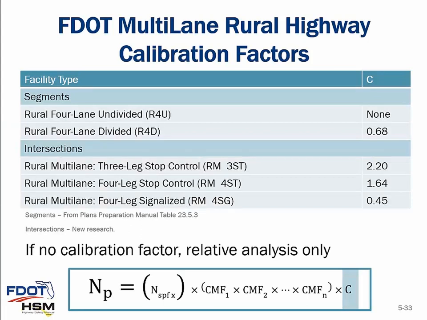Another key element, as shown by the blue highlight in the equation below, is the calibration factor. FDOT has conducted a research project to develop calibration factors for Florida. Calibration factors for segments and intersections for rural multi-lane highways are shown here. The calibration factors for intersections have recently been updated, and this update is reflected in this table. Also note that there is not a calibration factor for the rural four-lane undivided roadway.